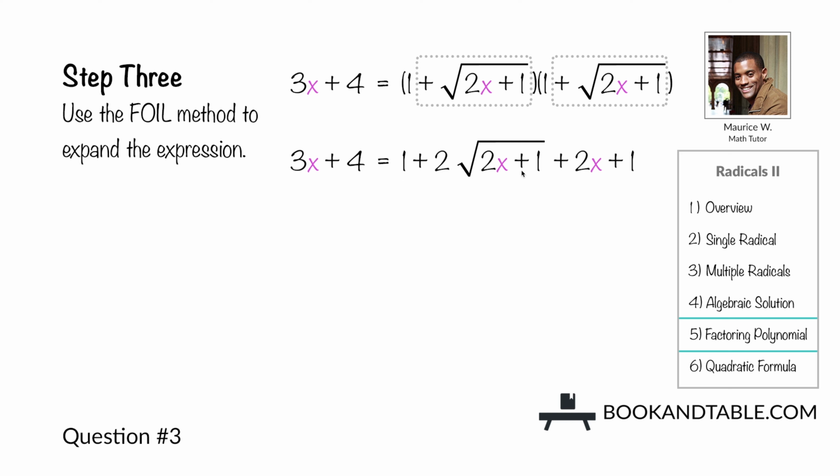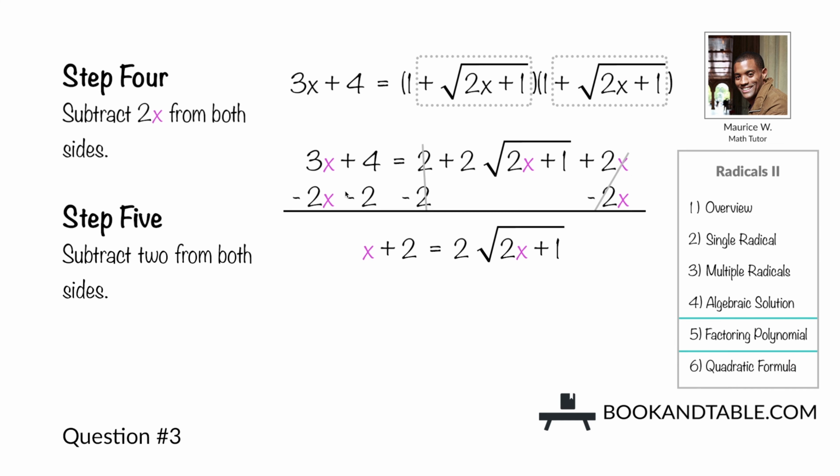So we want to isolate our second radical sign. 1 plus 1 is 2. So we want to subtract that 2. And then we have 2x on this side of the radical. So we want to subtract 2x from both sides as well. When we subtract 2 and 2x from both sides, we are left with 3x minus 2x, which is x. 4 minus 2, which is 2. And now we are left with just our second radical on the right side, 2 radical 2x plus 1.